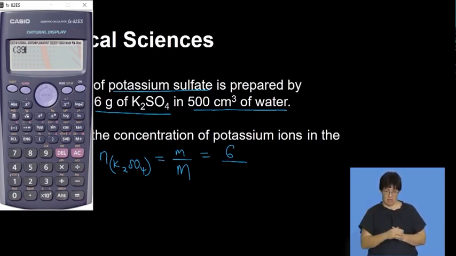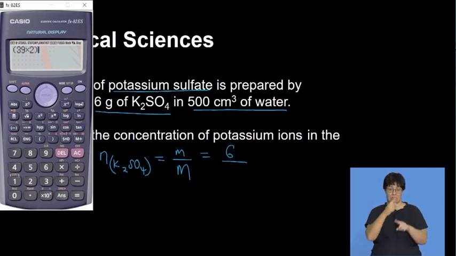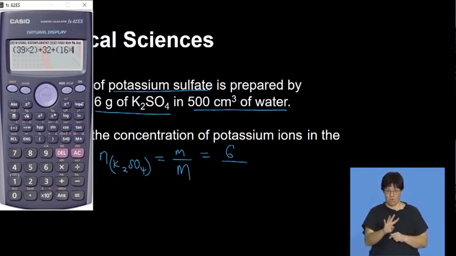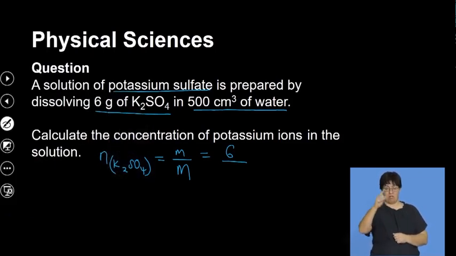39 multiplied by 2, okay? Plus sulfur, which has a mass of 32. There's only one sulfur there, plus oxygen, which is 16 times 4, right? Okay, what does this give us? It gives us 174 grams per mole, okay? So that's the molar mass, 174 grams per mole.